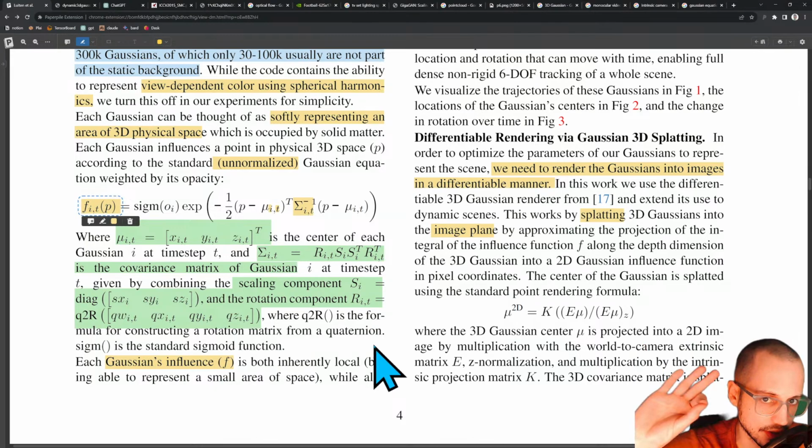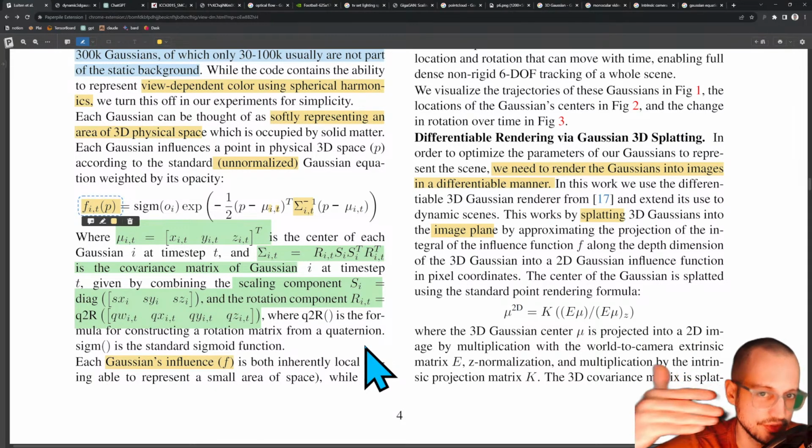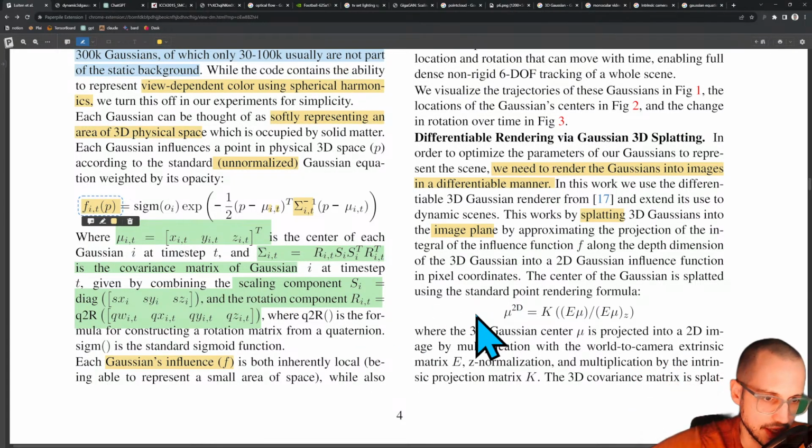So the color of each pixel is influenced by a bunch of 3D Gaussians. I don't like the word influence. That sounds a little weird, but that's what it's doing.